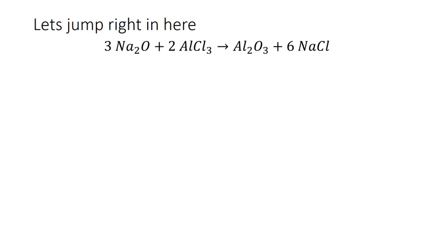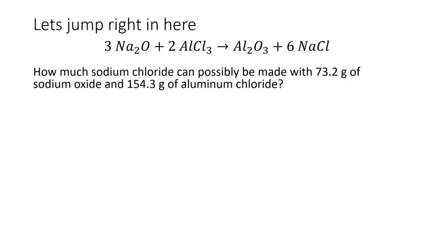So if we look at this reaction, right, we've got sodium oxide and aluminum chloride forming aluminum oxide and sodium chloride, and we have a question: how much sodium chloride can possibly be made with 73.2 grams of sodium oxide and 154.3 grams of aluminum chloride? So in this question, it's telling us what our A1, A2, and B is. So how much sodium chloride can be made? That tells us sodium chloride is our B.